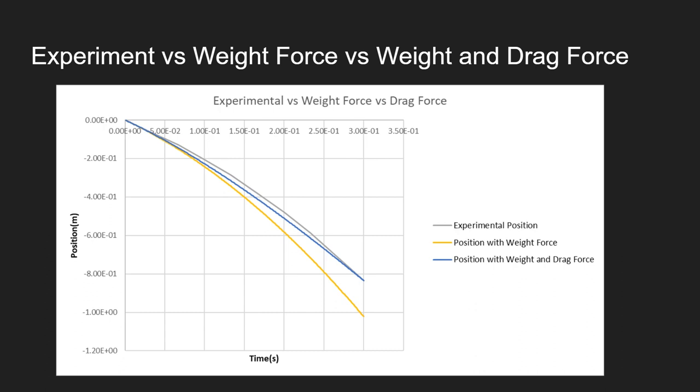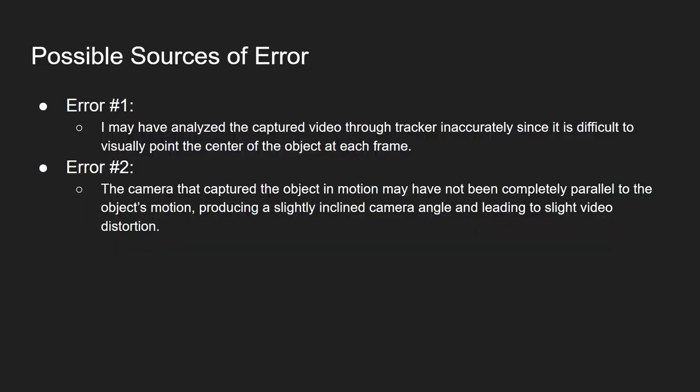However, the object's final position in the program that only accounted for weight force is negative 1 meter, while the object's final position in the program that accounted for both weight and drag force is negative 0.8 meters, which mirrors the experimental final position. Due to the high accuracy in position, velocity, and acceleration between the experimental graph and the graph with both forces, we can conclude that accounting for weight and drag force attributes to a good prediction in motion. I recognize that there have been some possible sources of error as I completed this lab.